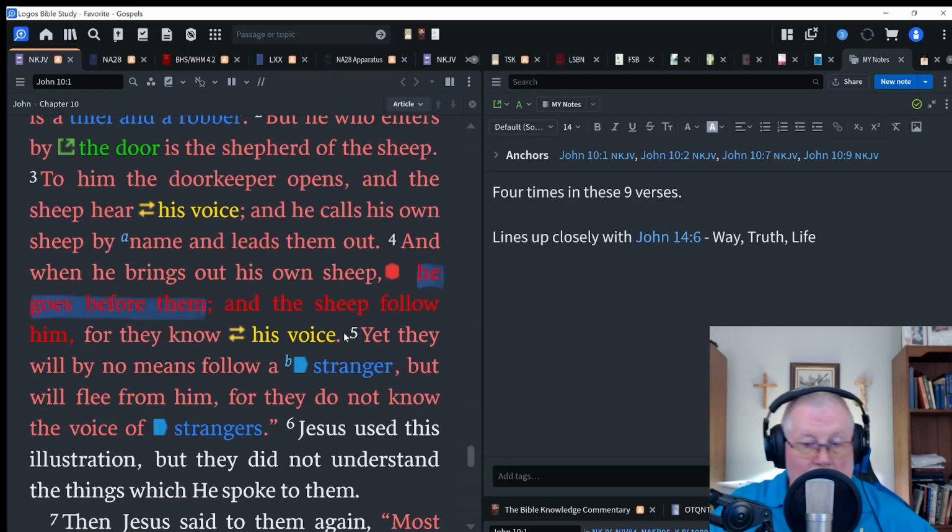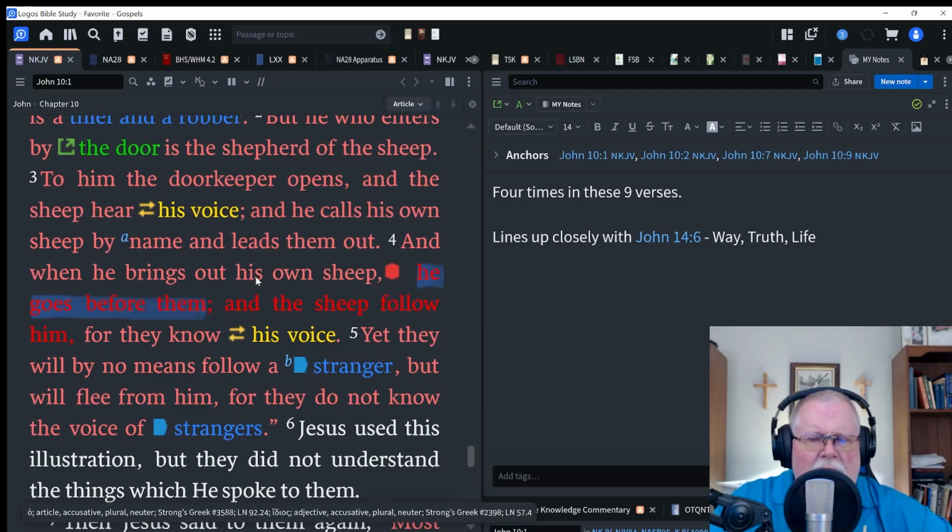The price that he paid, being the good shepherd, this is next week's lesson, but the good shepherd who lays down his life for the sheep, and our weak arms are strengthened, and our trembling knees are calmed, and we're okay, and we're more than okay. And that's how this section that we're in actually ends. He goes before them, and the sheep follow him, for they know his voice. Spend time knowing his voice.